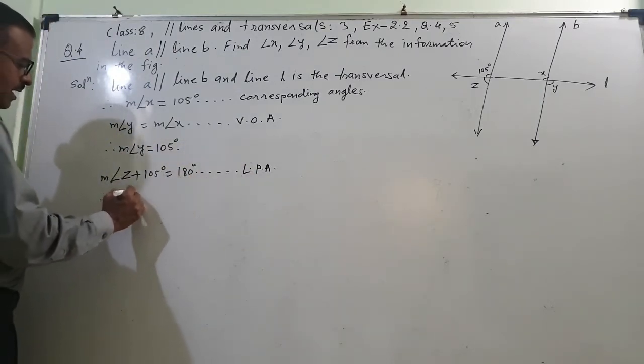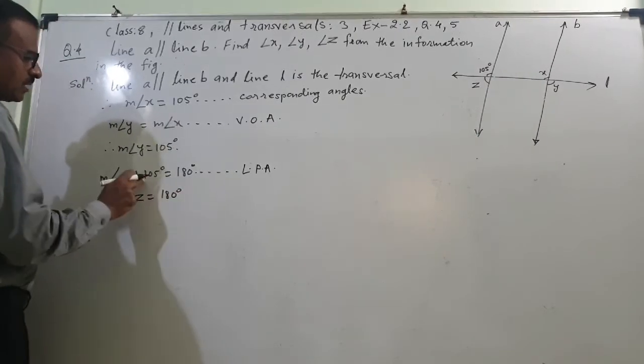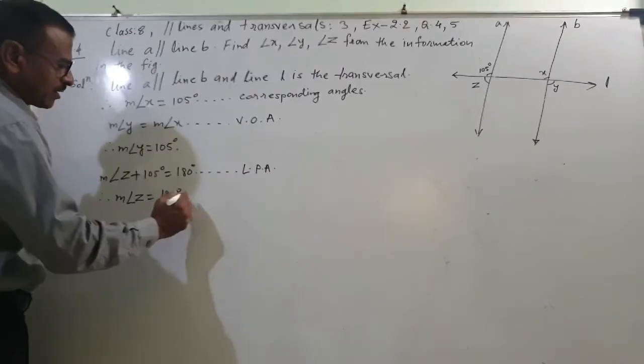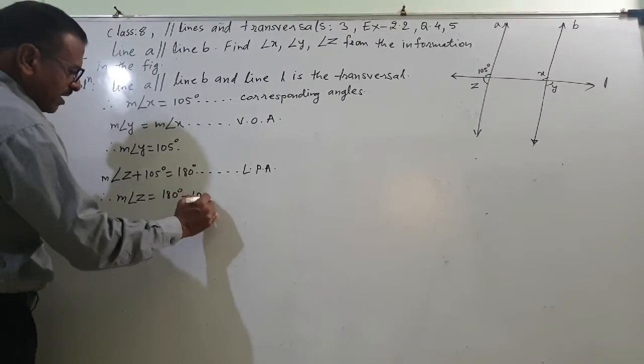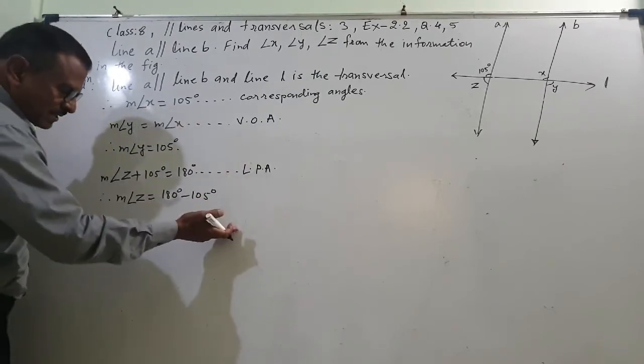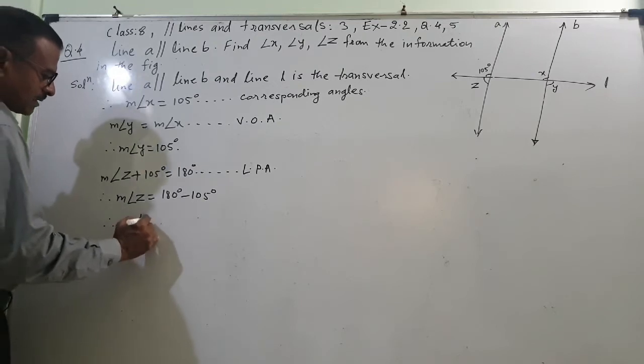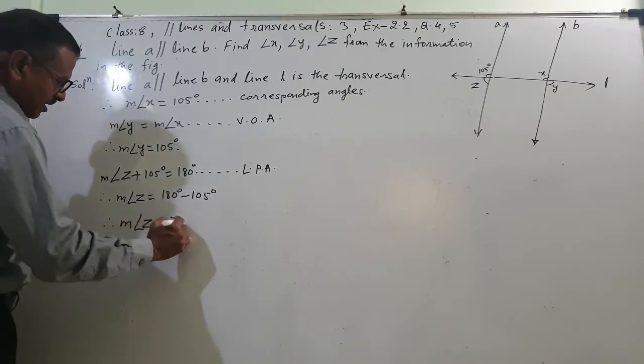Therefore, measure of angle Z is equal to 180 degrees. This plus will go on that side and it will become minus 105 degrees. You know how to solve this. Shift this to that side, it will become minus. Therefore, measure of angle Z is equal to 75 degrees.